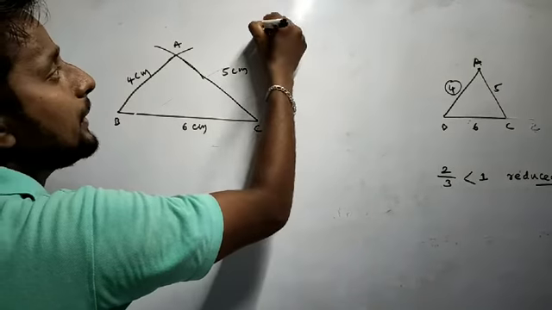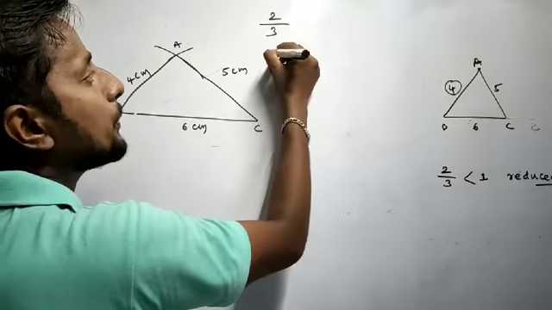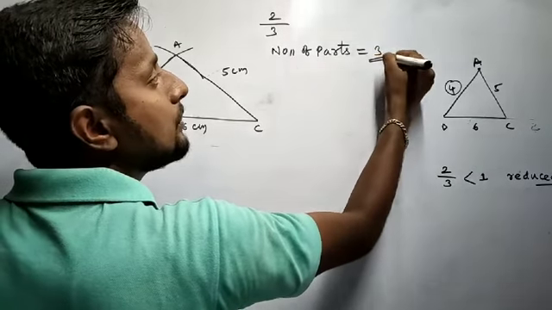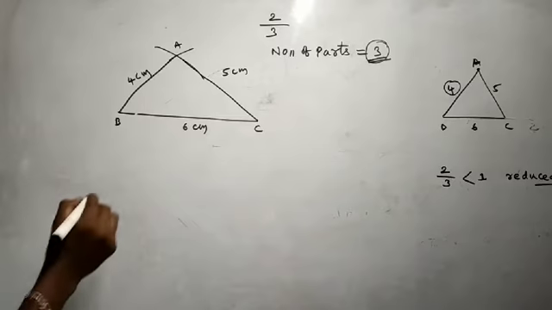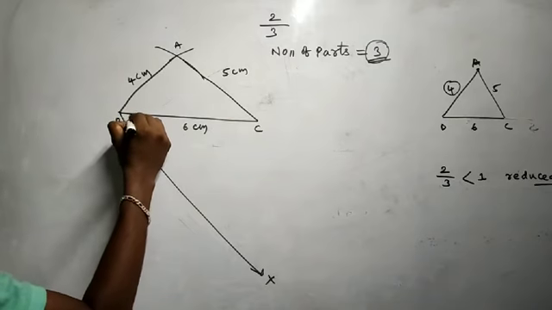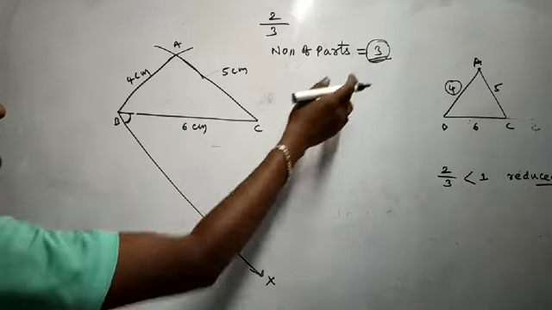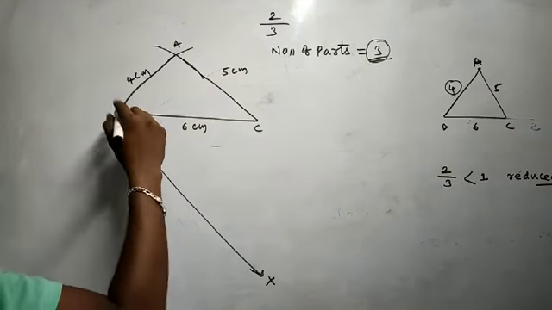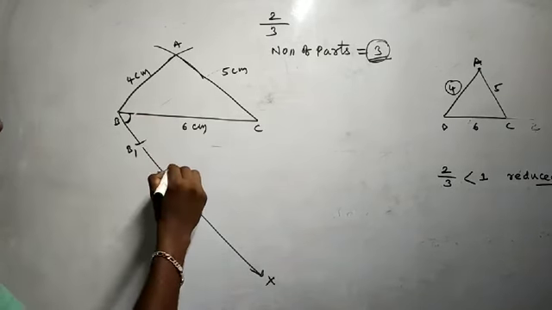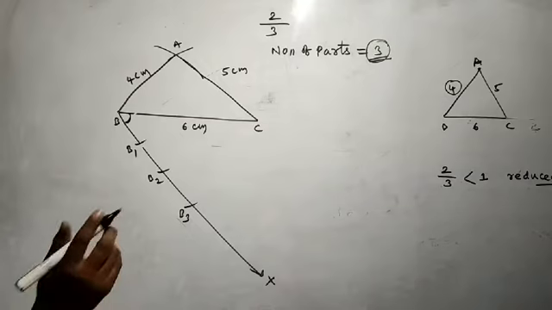Look at 2/3. Now compare it. Here the denominator is larger, so no problem. We write the number of parts as 3. Now construct the angle CBX, an acute angle, no need for a fixed value. Any ray will do. We should make only 3 parts. With a certain radius, make an arc, the first arc we call B1. With the same radius we call B2, and with the same radius one more arc, B3.